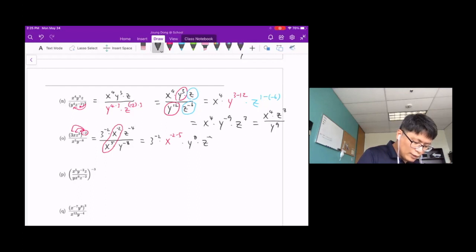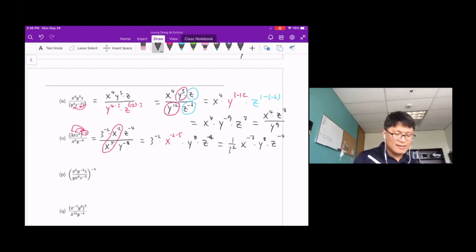And z to the negative 4. Just step by step, okay? And then we know 3 to the negative 2 is 1 over 3 squared, and the x term is x to the negative 7, and y to the 8, and z to the negative 4, okay? Then 1 over 3 squared is 1 over 9, and x to the negative power will be denominator, and z to the negative 4 will be denominator as well, okay? So it is y to the 8, that is only one term, which will be on your numerator, and in the denominator we have 9, x to the 7, and z to the 4.